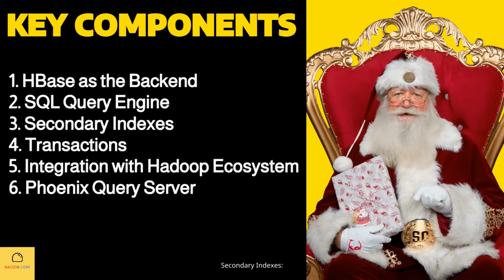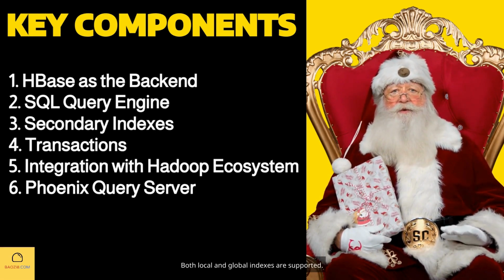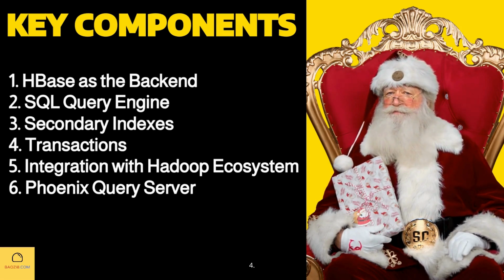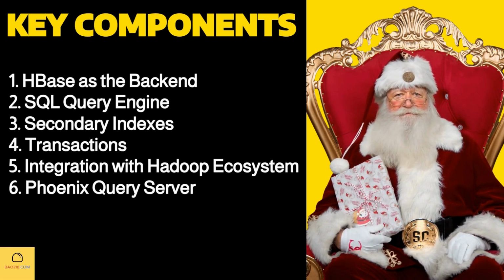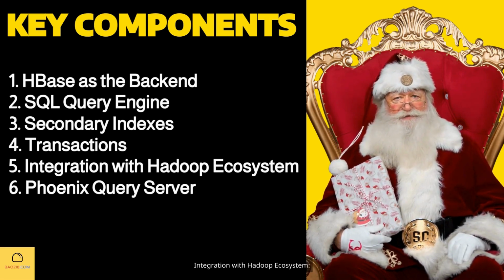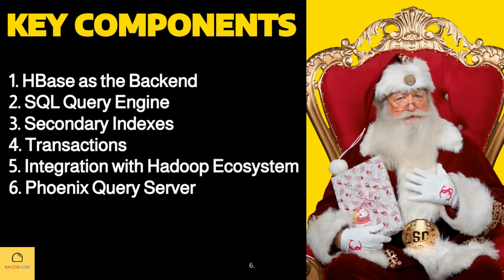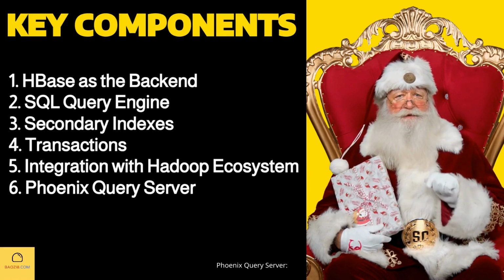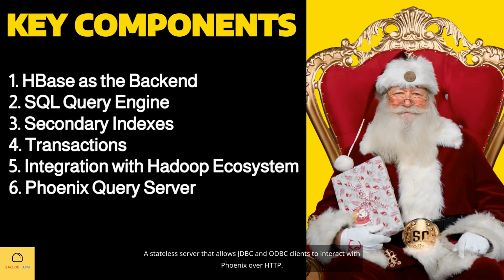3. Secondary indexes. Allows indexing on columns for faster query performance. Both local and global indexes are supported. 4. Transactions. Implements ACID, atomicity, consistency, isolation, durability, properties for transactional processing using HBase. 5. Integration with Hadoop ecosystem. Works with Hadoop tools like Apache Hive, Pig, and MapReduce for analytics and processing. 6. Phoenix Query Server. A stateless server that allows JDBC and ODBC clients to interact with Phoenix over HTTP.